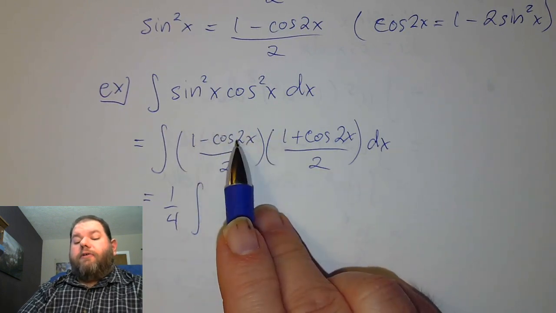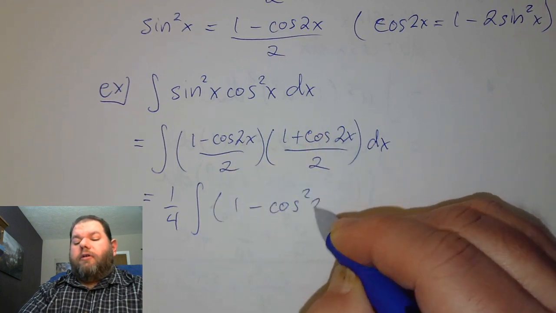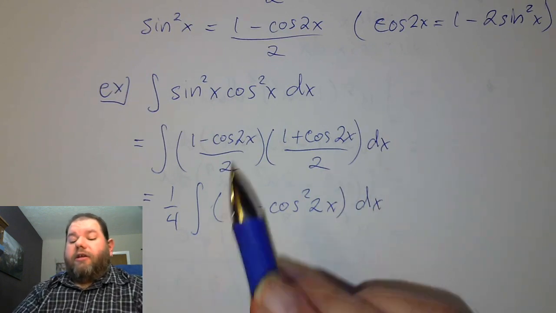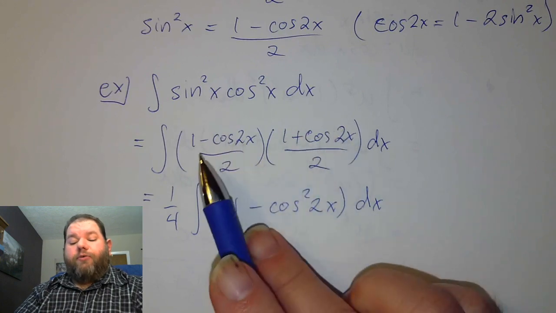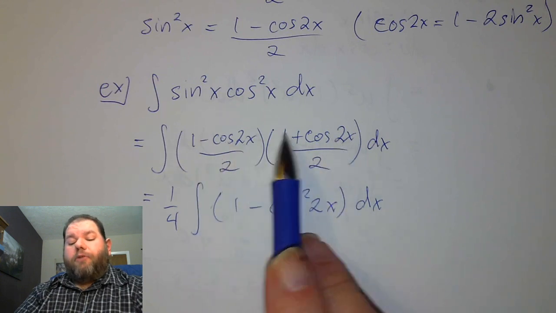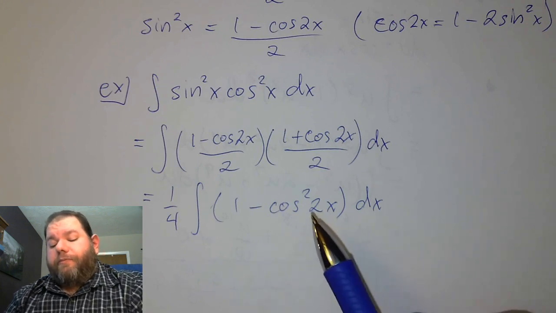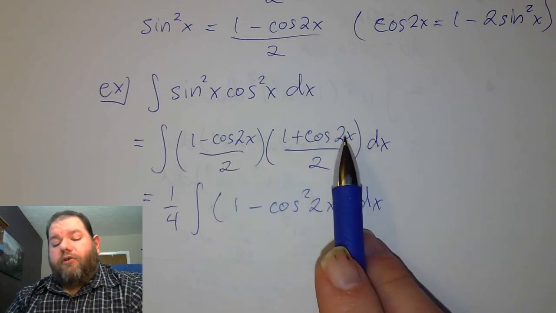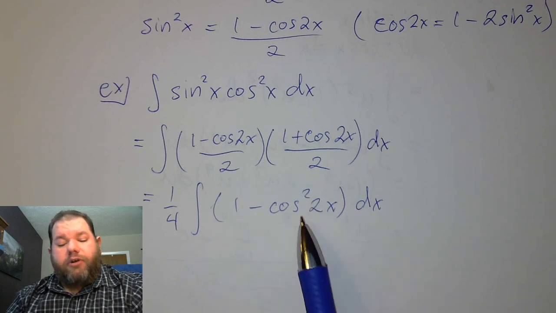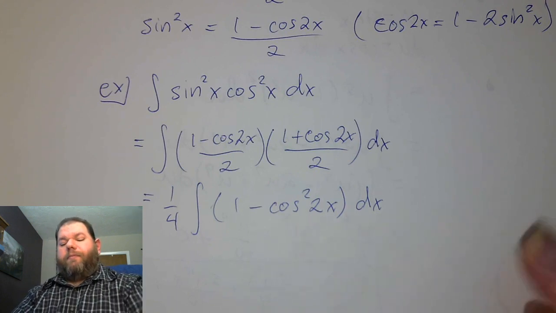We do have 1 minus cosine 2x times 1 plus cosine 2x, which creates a kind of a difference of squares situation. Like if we have 1 minus x times 1 plus x, it is 1 minus x squared as the product. So technically we do FOIL these together, but part of it cancels itself out. Now the issue here is that after multiplying these numerators together, we still have a cosine squared 2x in the equation. We're going to have to change that with another power reducing identity.